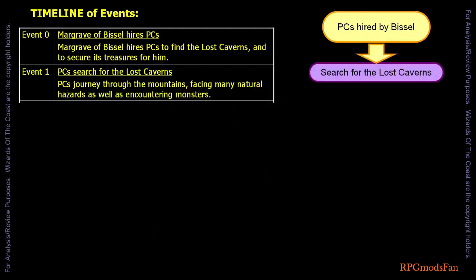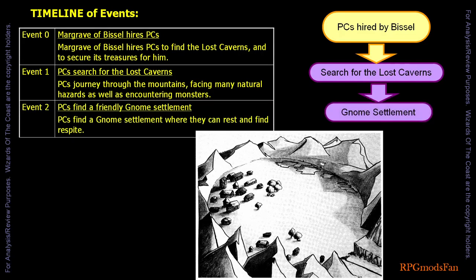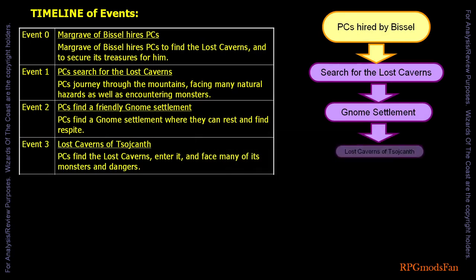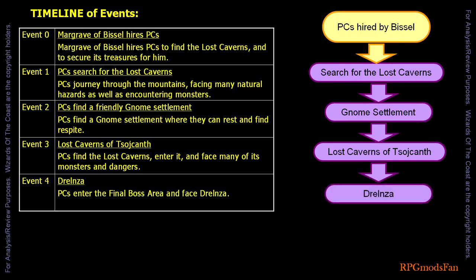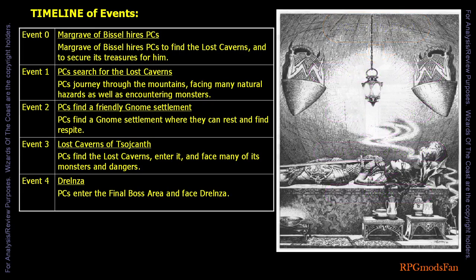The adventurers traverse a mountainous region that is filled with natural hazards and monsters. They stumble upon a friendly gnomish settlement. Here, they have found a haven, and can safely rest and recuperate. South of Perrinland's borders, and within Ket's northern border, the adventurers find the Lost Caverns of Tsojcanth. This two-level dungeon crawl is filled with monsters, traps and dangers. Entering the central chamber at the lower level presents a puzzling challenge to the player characters. It is basically a teleport puzzle. When they finally do manage to enter the final chamber, the adventurers will see Drelnza, Iggwilv's vampiric daughter, asleep in the chamber, along with fabulous treasure, strewn all about the chamber.